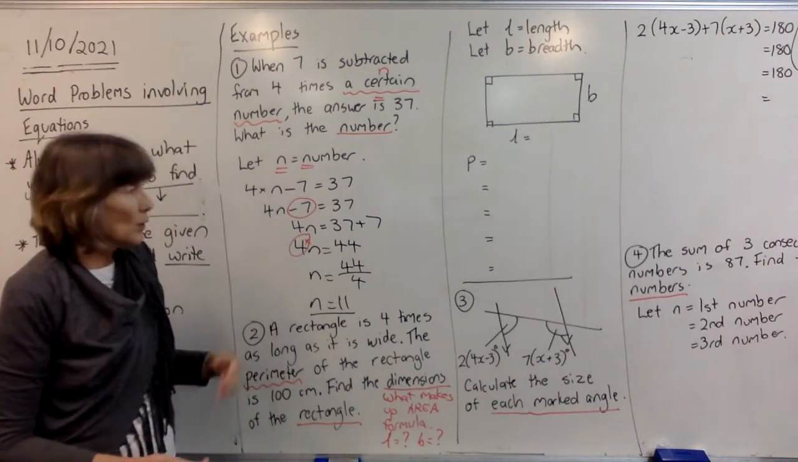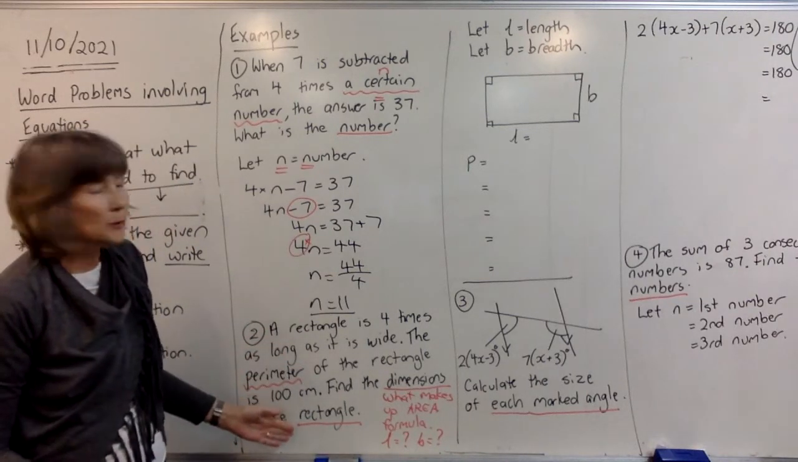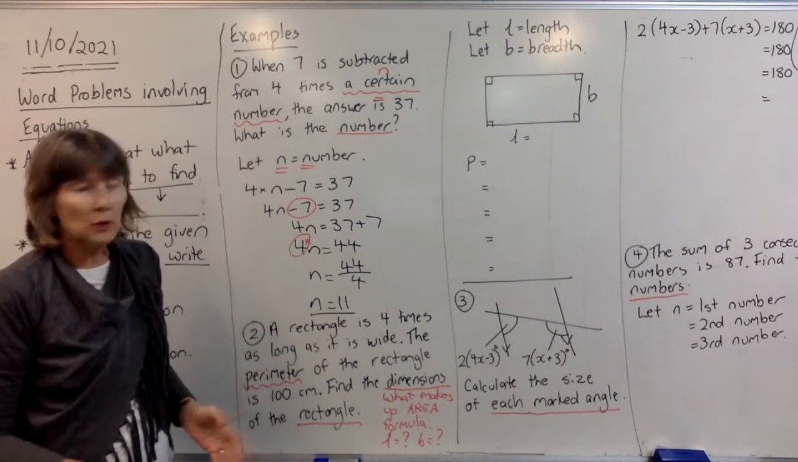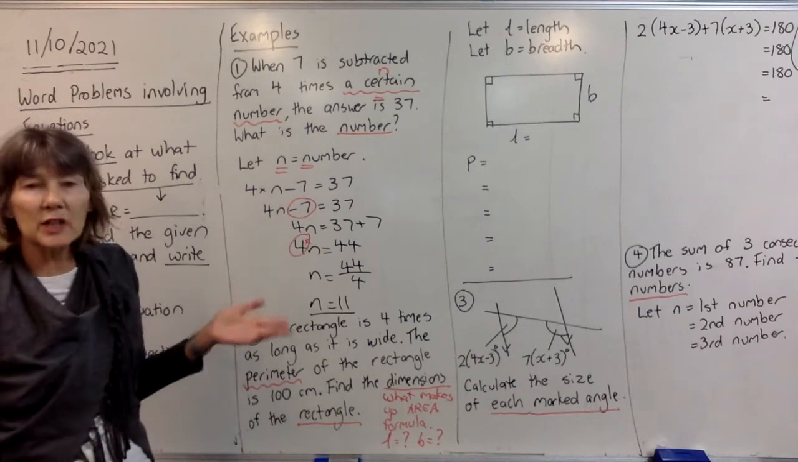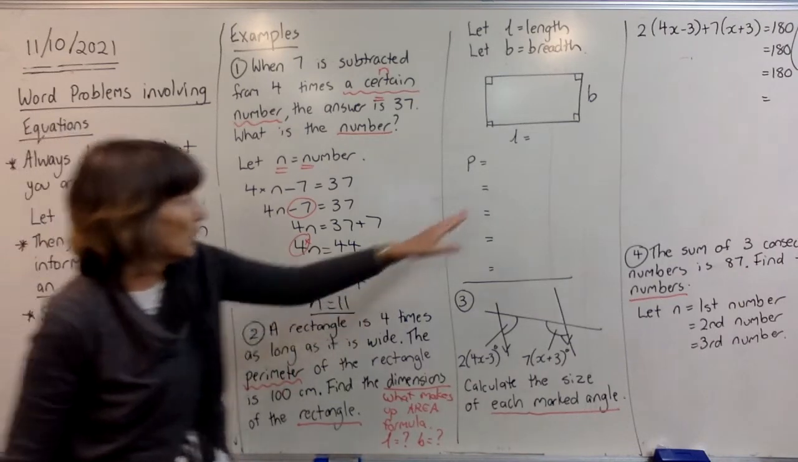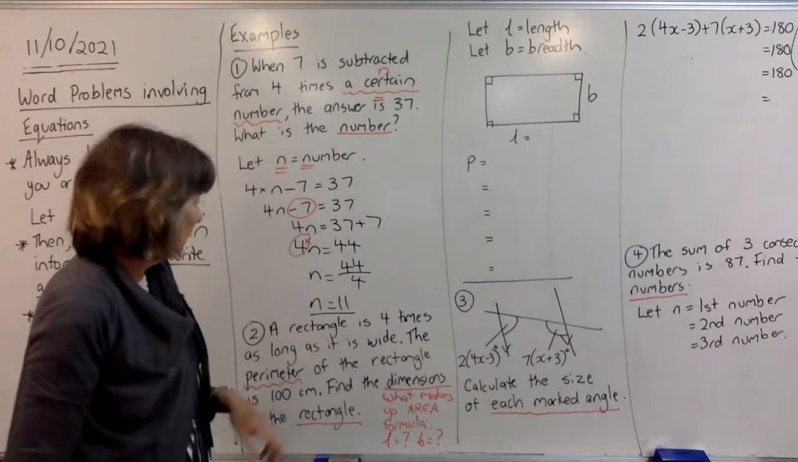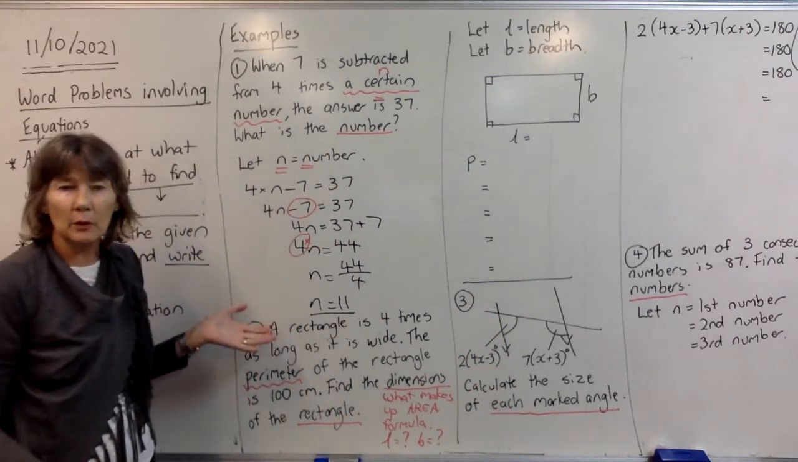Now, whenever they're talking about a shape, you can see it's a rectangle, draw it. Whatever the shape is, draw what they're talking about. And then you can just start to put things on it. Okay, so we know that L is the length, B is the breadth, so we're going to write those on. Now let's go back and read the question.